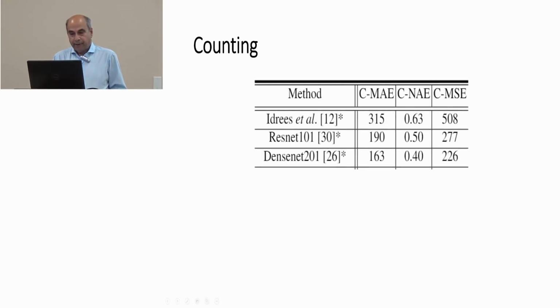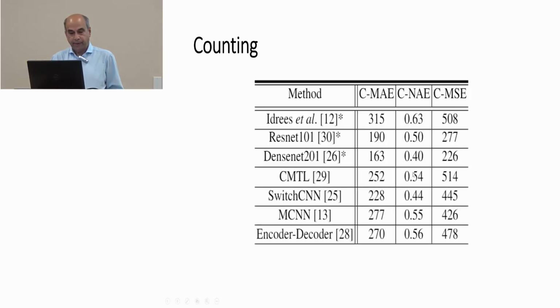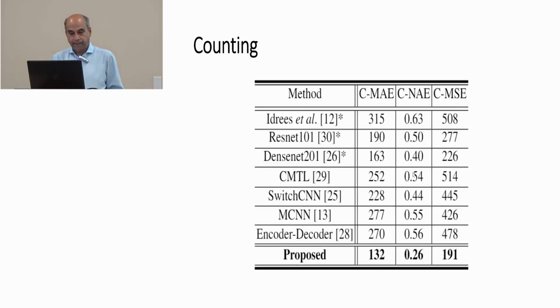The metrics are mean absolute error, mean normalized absolute error, and mean square error, and we get pretty good results. We have the lowest error here, and these are the other methods. This is our proposed method, but this was our original method a few years ago.